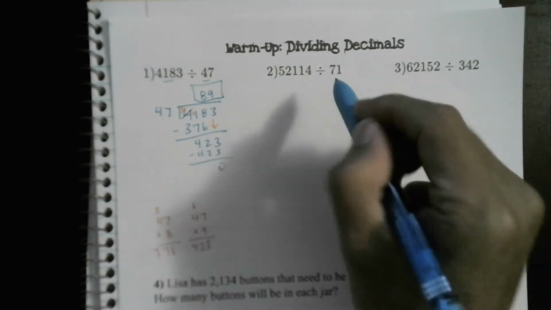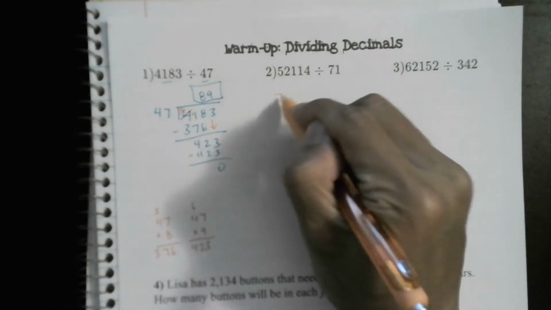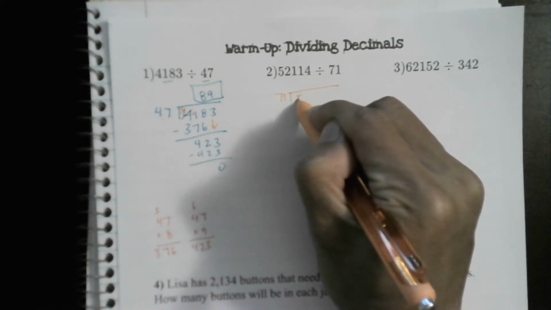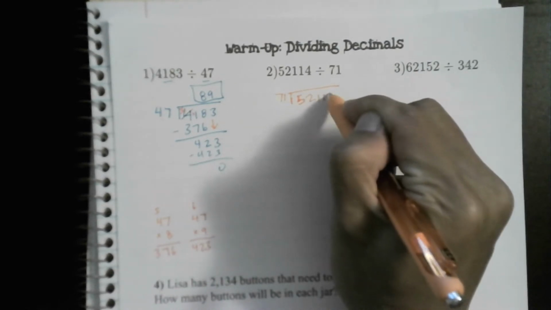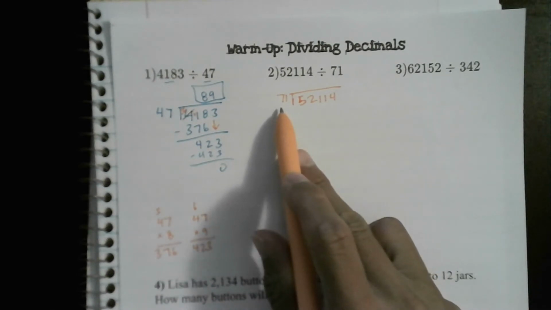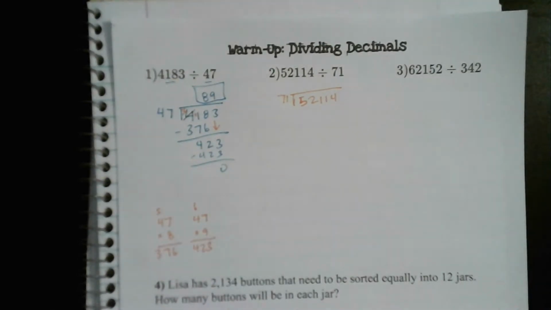52,114 divided by 71. This goes inside the house, that goes outside the house. Let's try this one. So 71 is outside. 5, 2, 1, 1, 4 goes inside. Does 71 go into 5? No. Does 71 go into 52? No. Does 71 go into 521? Yes, it does. But how many times?